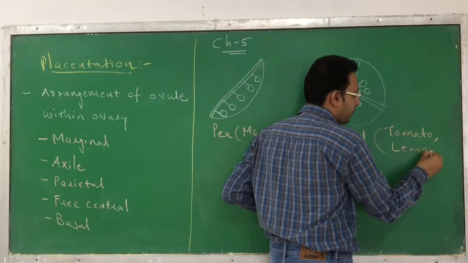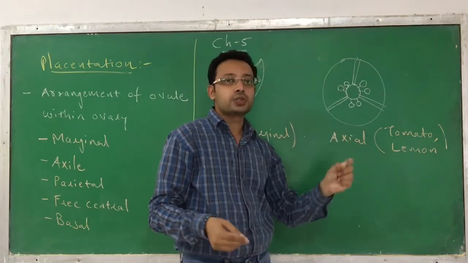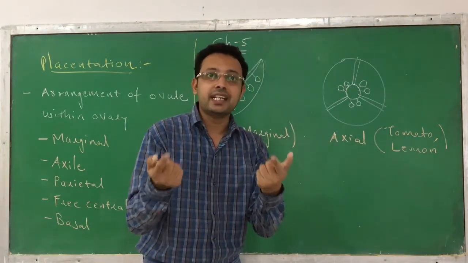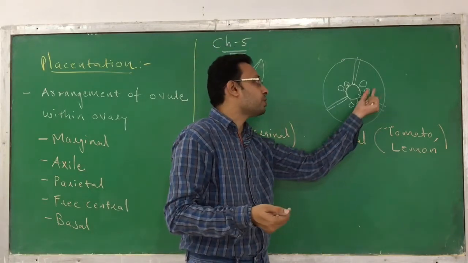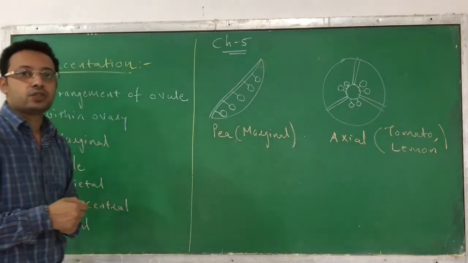Just open the tomato from the center, just open it out. You can find such kind of locules, and within these locules you can find their seeds. You know that seeds are formed from ovules, which means that is the position of these ovules. Okay, so this is called axial placentation.